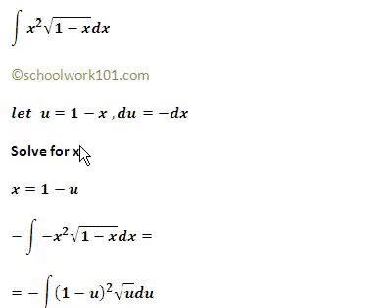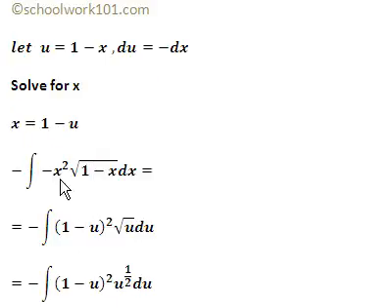So what I'm going to do here is solve for x. We get x is equal to 1 minus u. So in this equation here, I'm solving for x. Now because we have this negative here, we're going to go ahead and put a negative in, but we must put a negative 1 outside.